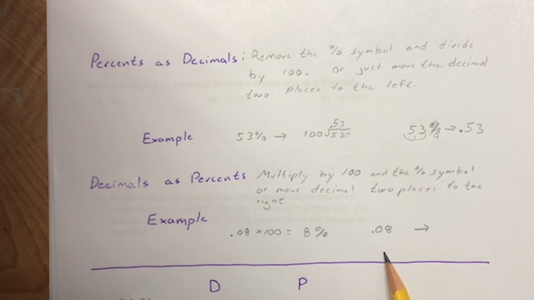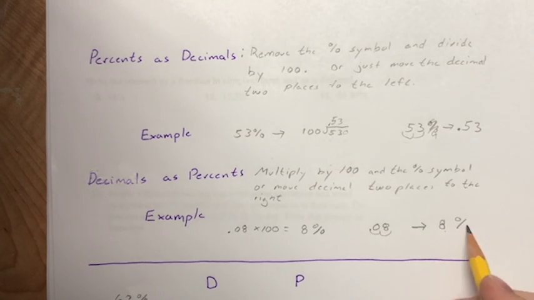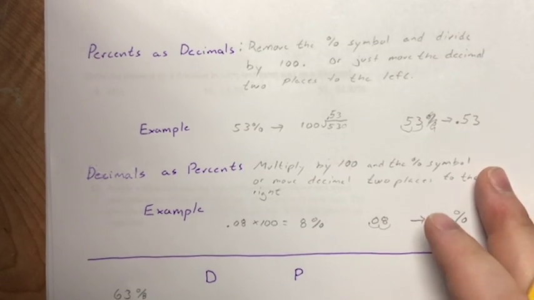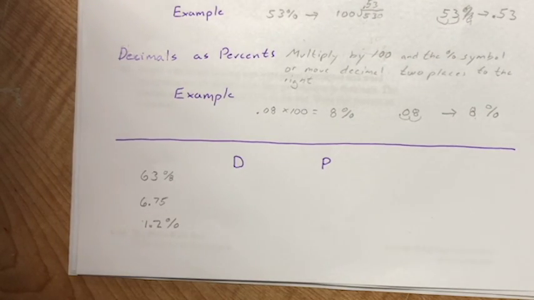Or I can use the same concept, but in reverse, and I'm going to reverse the direction that I moved my decimal. Whereas before I moved it to the left, now I'm going to move it to the right, and I'm going to move it 2 places. And when I do, that gives me 8, and the decimal would be here, and then I just add my percent sign. I'm done.